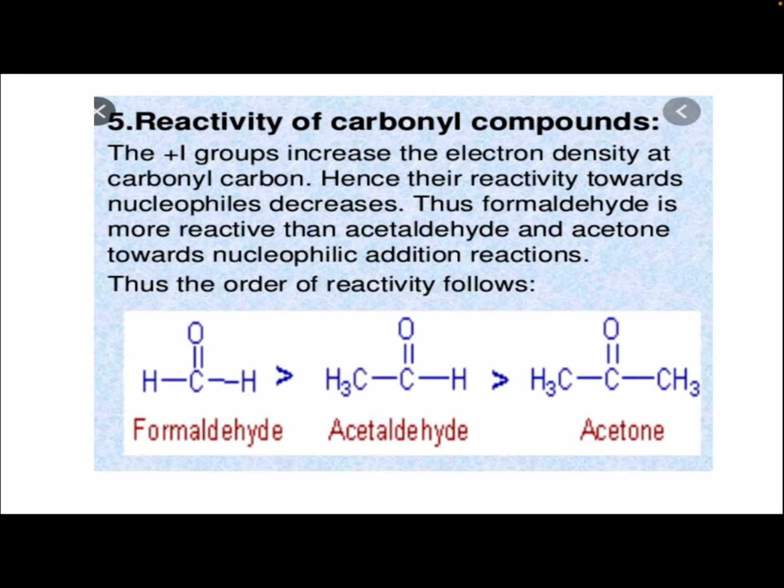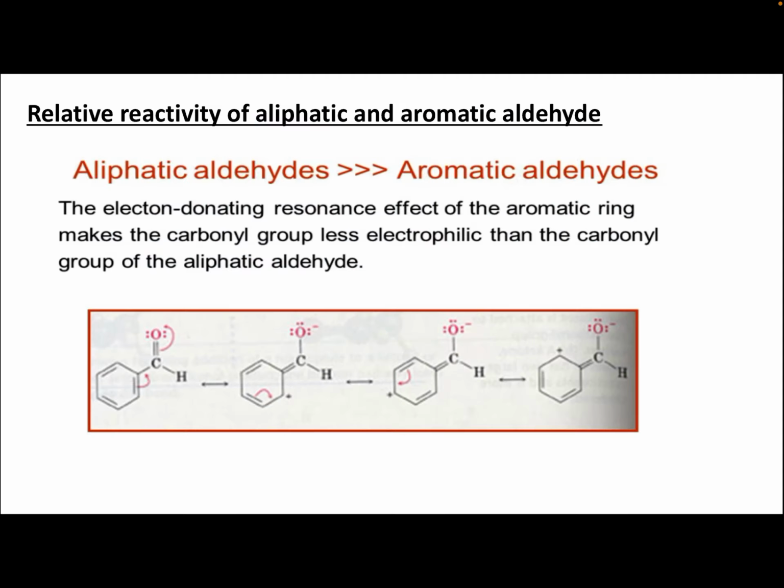Here acetaldehyde has one CH3 group, so a plus I group is there. The electron density increases and hence reactivity towards nucleophiles decreases. Formaldehyde has no CH3 group, so it is more reactive. In acetone there are two R groups, that is, two alkyl groups, so the plus I effect increases, the electron density at the carbonyl carbon increases, and the reactivity towards nucleophiles decreases.